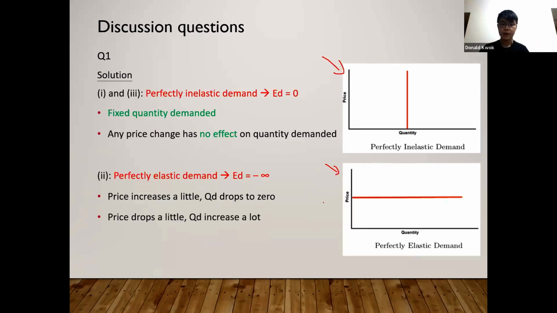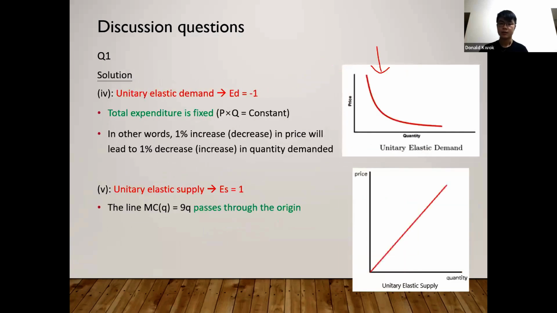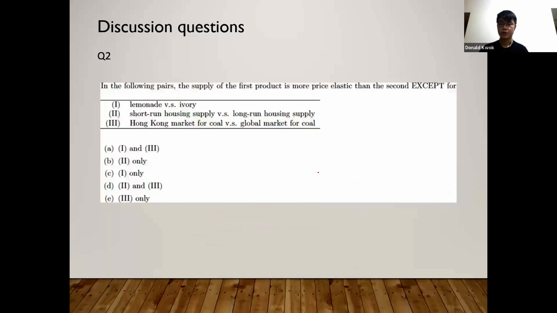And finally, case 5, Tom's marginal cost of producing orange juice is MC equals 9Q. If you're trying to plot this marginal cost curve in a graph, it actually passes through the origin. And this illustrates that it's a unitary elastic supply, right? Because for a linear upward sloping supply that passes through the origin, it must be unitary elastic along the whole curve. So this illustrates the case here. Elasticity of supply is given by the value 1. Okay, so that's all for question 1, and please take a look at question 2.